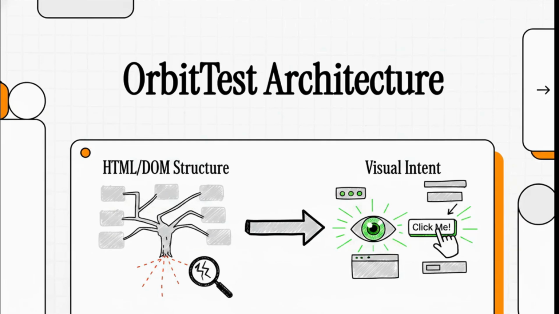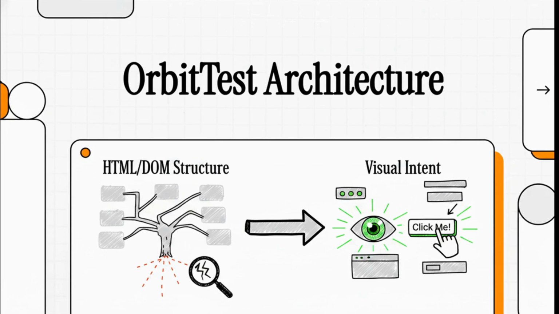Welcome to this explainer. Today, we're going to demystify the internal architecture of OrbitTest. And honestly, look at how it completely rethinks browser automation from the ground up. If you've ever wrestled with automation frameworks, you already know the pain of maintaining fragile scripts, the ones that just break the absolute second a developer tweaks the underlying HTML.